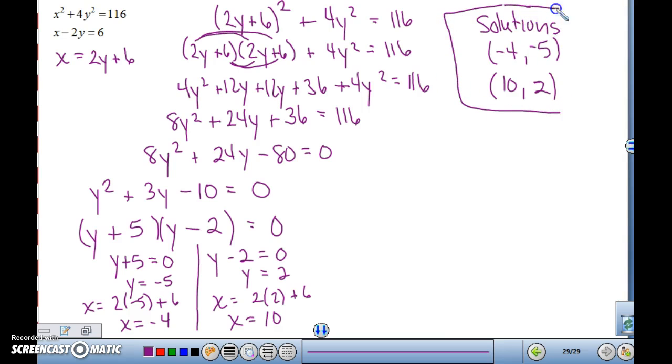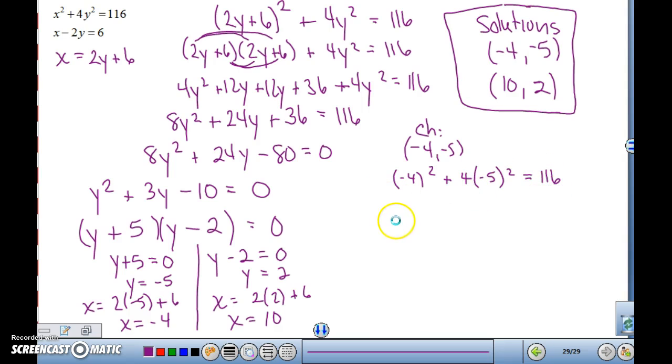Now again, since there are two solutions, you still have to check them in both equations. Again, you can check them on your calculator, that is fine. All right, so for the first solution, negative 4, negative 5, I'm going to check that one. I have negative 4 squared. Use your parentheses, because you know what happens when you square a negative on your calculator. Without the parentheses, it won't square it. Negative 4 squared plus 4 times negative 5 squared equals 116.